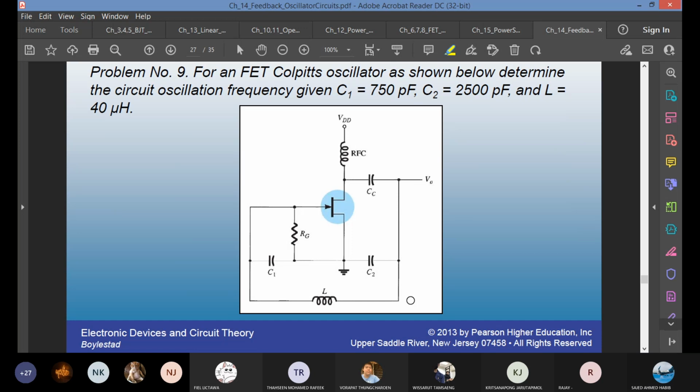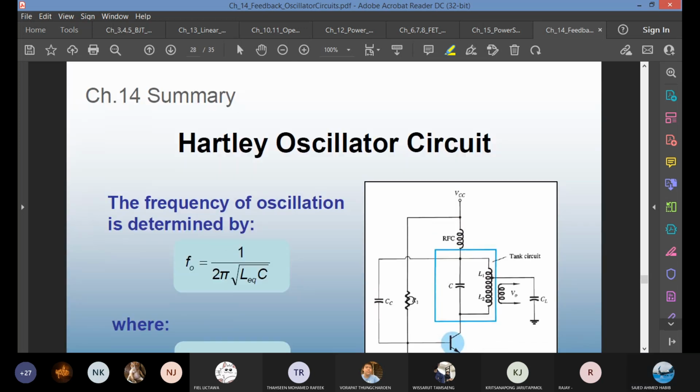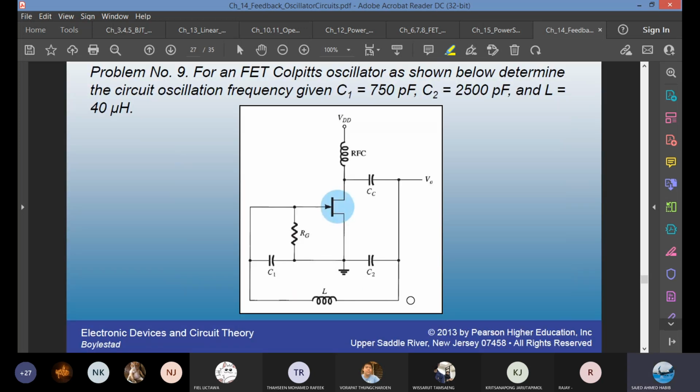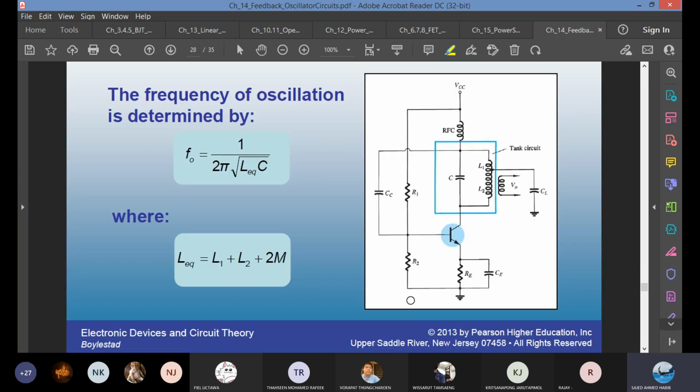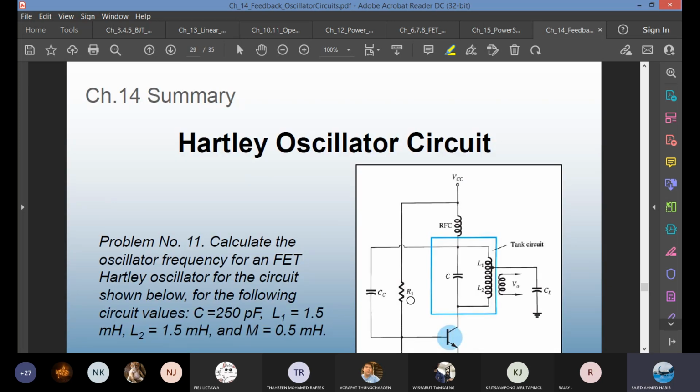What? Hartley. Colpitts is 2 capacitors, 1 inductor. Hartley is 2 inductors, 1 capacitor. Or you can have 1 inductor with a center tap transformer, which makes the equivalent of 2 inductors, which is this one. This part is the tank circuit.